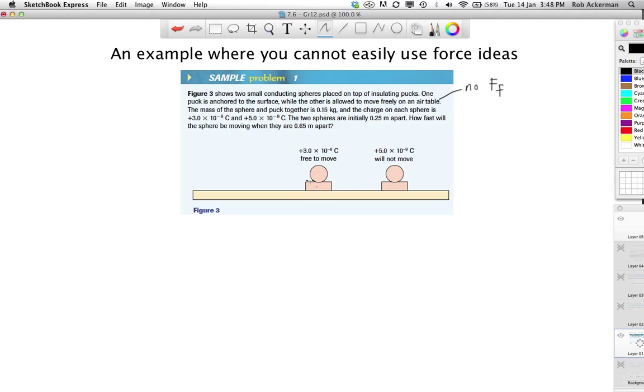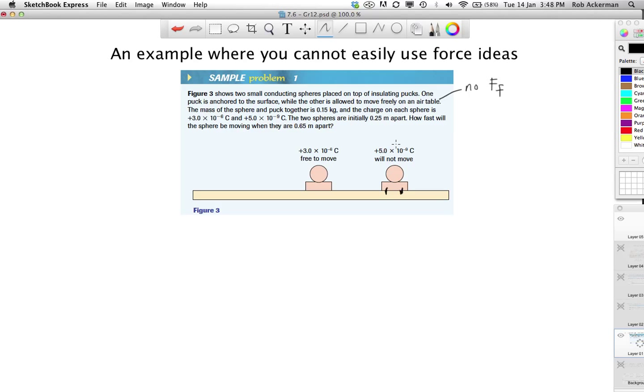So think about what's going on here. Take a moment and pause the video and ask yourself, if this puck here is anchored to the ground, let's pretend there are some bolts in there holding it in. It says will not move, and it's positively charged. But this one is free to move, and as we said, there's no friction. What's going to happen? All right, do that now.